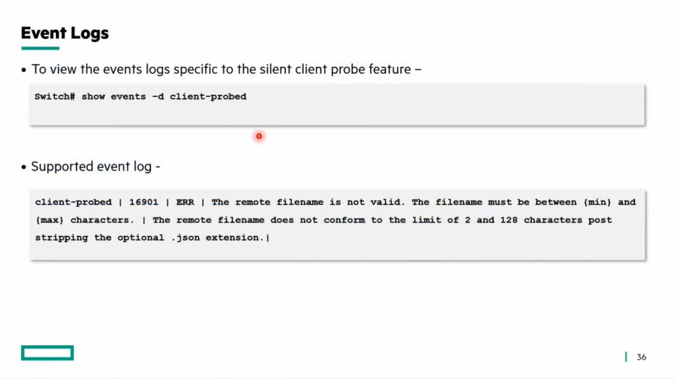Next step in troubleshooting is the logs. To view the event log specific to this silent client probe feature, you can use show events minus d daemon. The daemon here is clientprobed. We only have this event log supported currently. In case the remote file is not valid, like the file name is not based on the characters specified, this event log will be displayed.